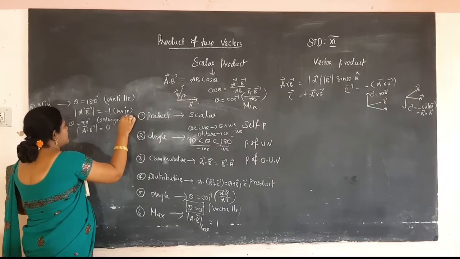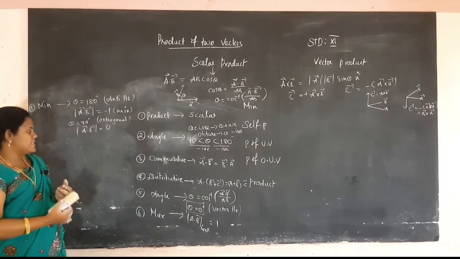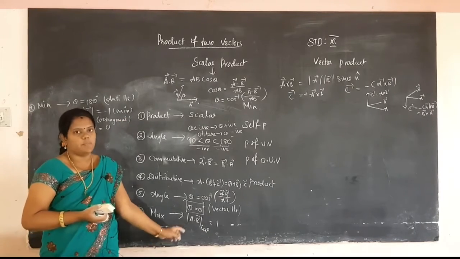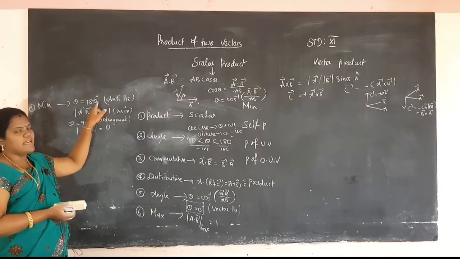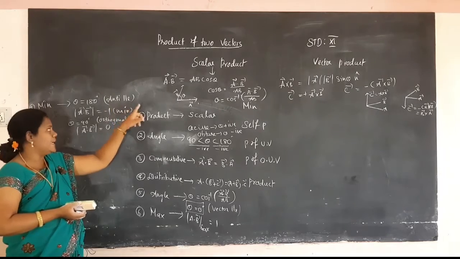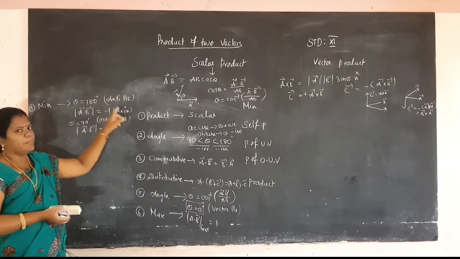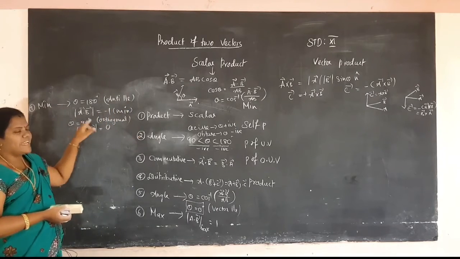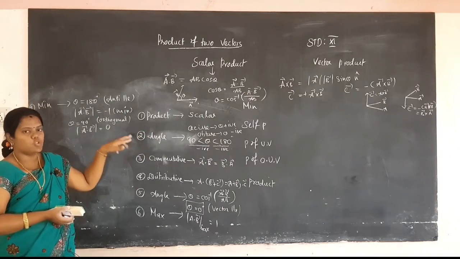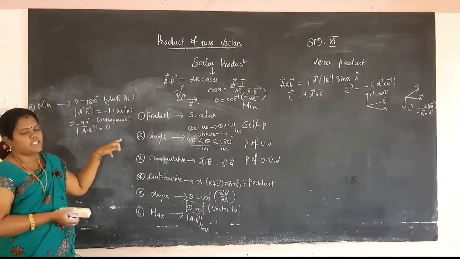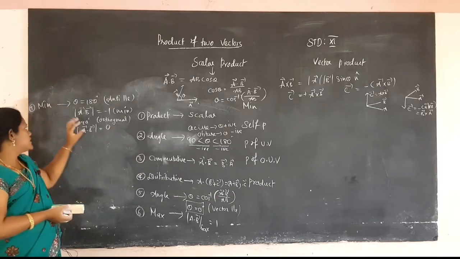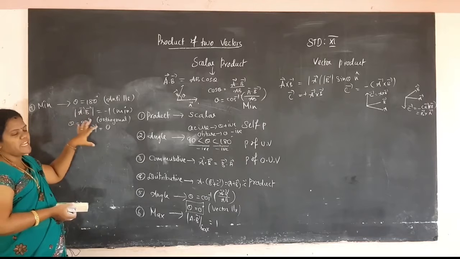When two vectors are parallel, the angle is 0, and the scalar product of the two vectors will be maximum. When the angle is equal to 180 degrees, the two vectors are anti-parallel, so the value will be minimum. When the angle is 90 degrees, the two vectors are considered orthogonal unit vectors, so the scalar product of the two vectors will be equal to 0. This is the minimum value you will get.